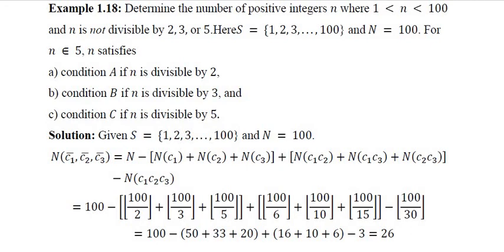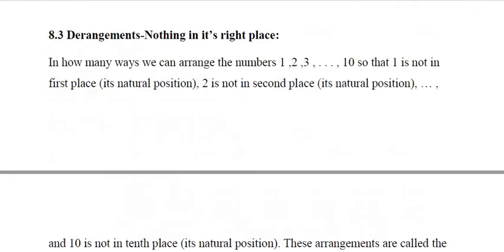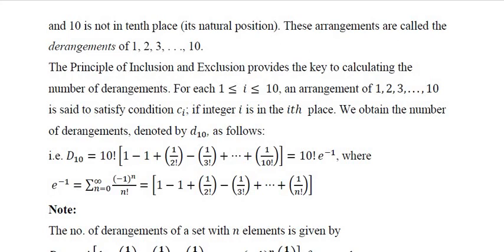So next we'll move to the next section, that is D arrangements, nothing in its right place. So before moving to that, let us see the example here. In how many ways can we arrange the numbers 1, 2, 3 etc. up to 10 so that 1 is not in the first place, its natural position, 2 is not in the second place etc. and 10 is not in the 10th place. These arrangements are called the D arrangements of 1, 2, 3 etc. up to 10 there. That is, they are not arranged in their natural position.